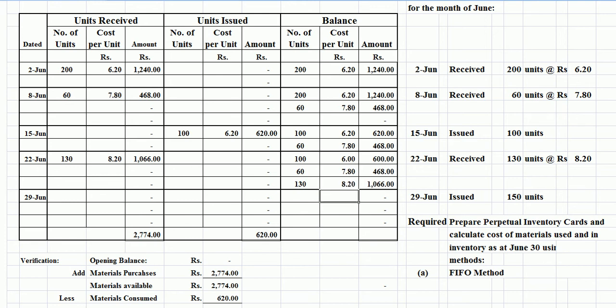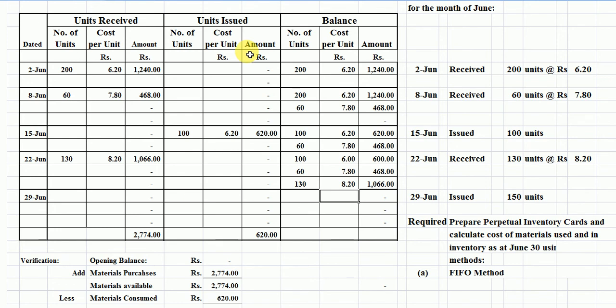Students, now we have a current stock of materials of 100, 160, 290 units available for use in the production, with the difference in cost value. Students, now on 29th June, 150 units were issued to production.